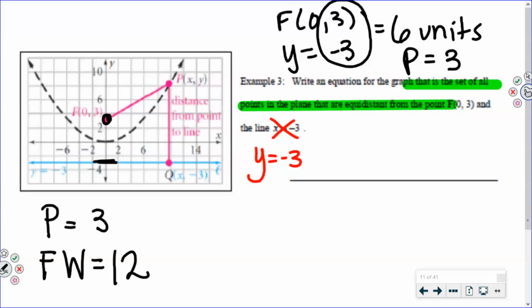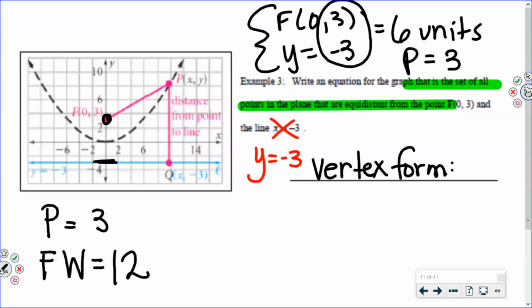Are we going to keep that a value positive? How come? It does open up, which we know because there's a picture there. But what if there wasn't a picture? You would be able to tell the direction of the opening from that. Your focus is above your directrix. So vertex form, remember, vertex form, we use the a value. So it's going to be y equals 1/12 x squared.